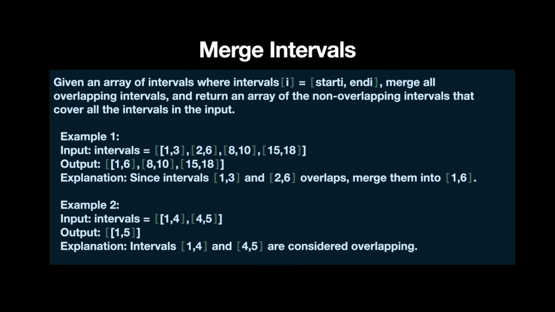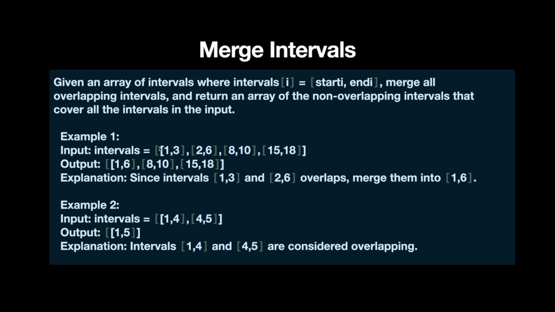The first question is merge intervals. In this question, we'll be given an input of an array of arrays, where inside the array each element is another array of 2 elements only. Each of these defines an interval. 1 3 is an interval, 2 6 is an interval, 8 10 is an interval, and all the integers between 8 and 10 are included, and 15 18 is an interval between 15 and 18.